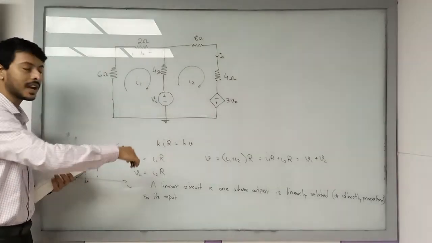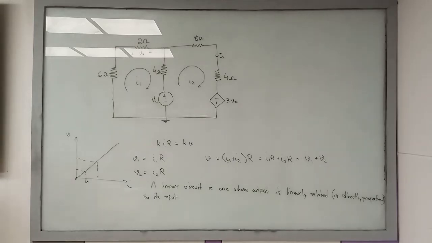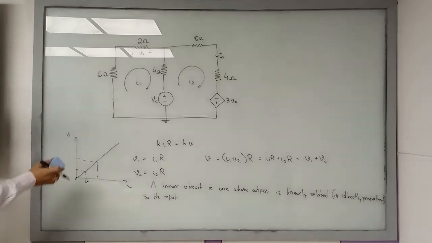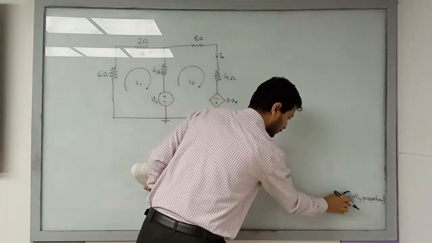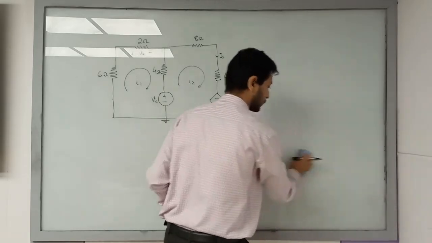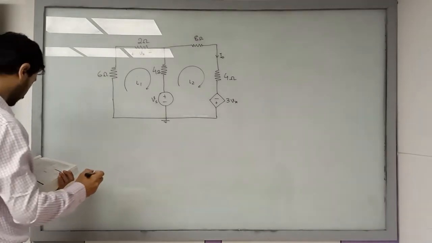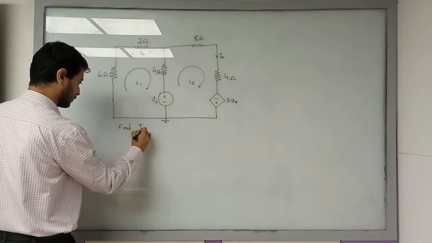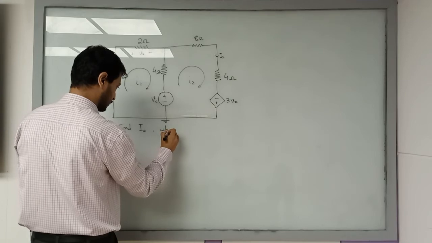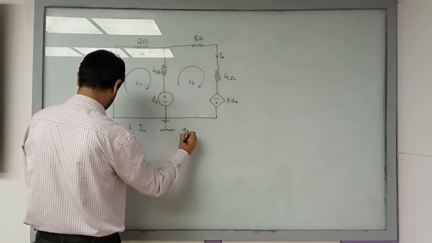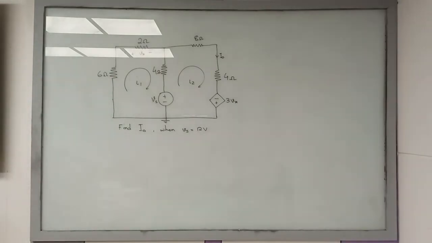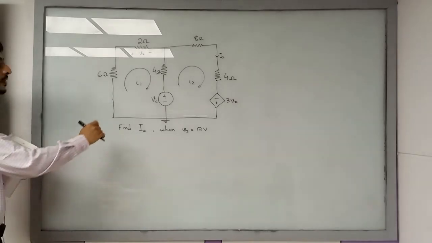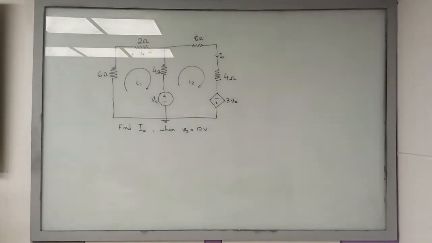So for 12 volts, let us find it for 12 volts first. If we can do 12 volts, we can do 24 volts as well. It's the same theory, so we will do one. A simple question: find I naught when Vs is equal to 12 volts. They have given two loops, so you need to apply KVL at those loops.